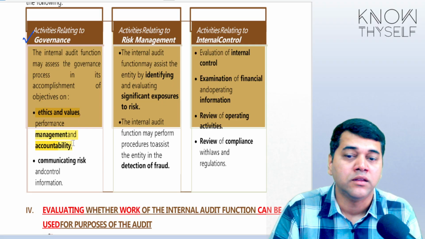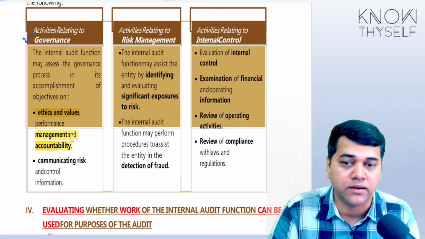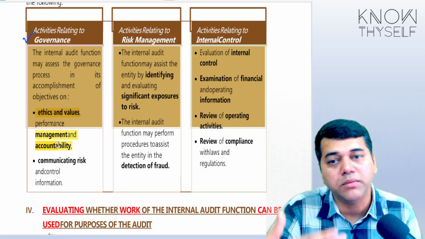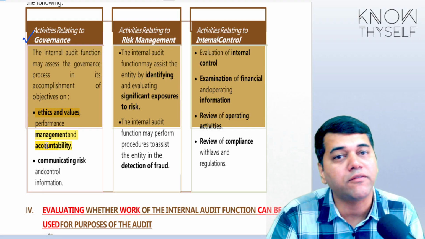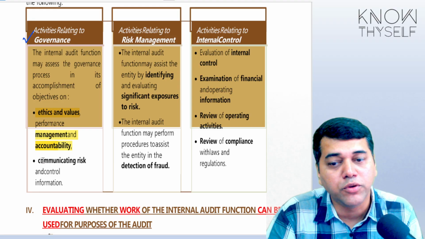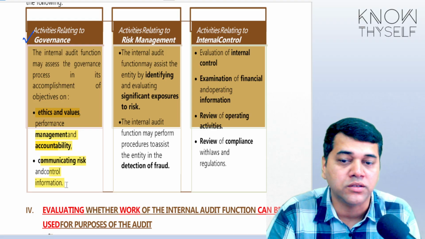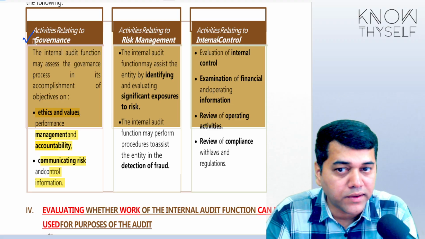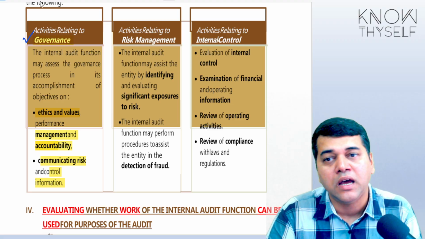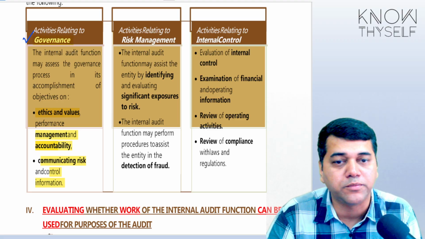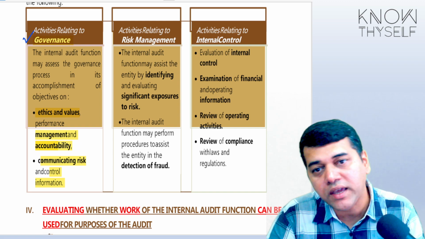That's why, students, you should be aware of the organization structure. Why management accountability is entrusted to them, how they can see ethics and values, and communicating risk and control information. So how can they do it? Why is governance given to them? Has the board of directors not appointed these people, the internal auditors? Then how can they check?